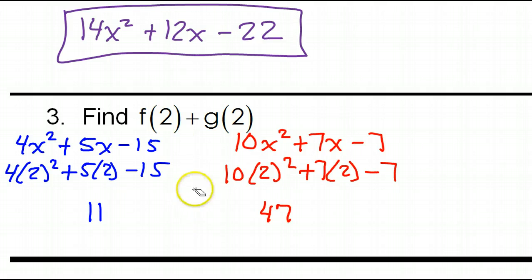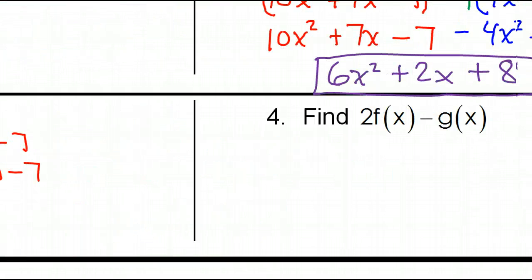Okay, so we're supposed to do function f of 2 plus g of 2. So we just need to add these two things together. Okay, so clearly 11 plus 47 is going to be 58. So that will be your final answer. Okay, not too bad.